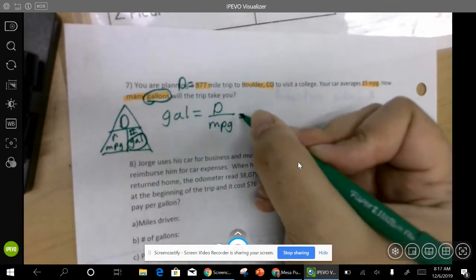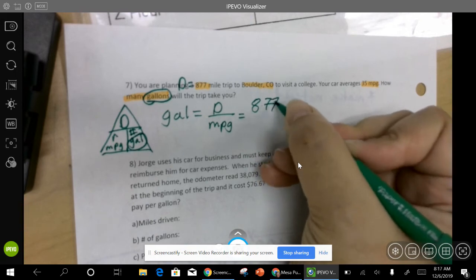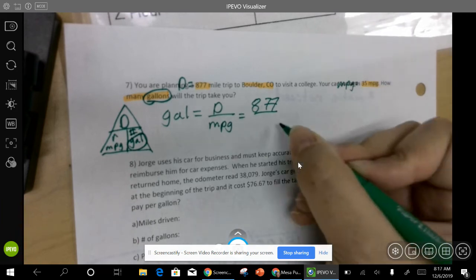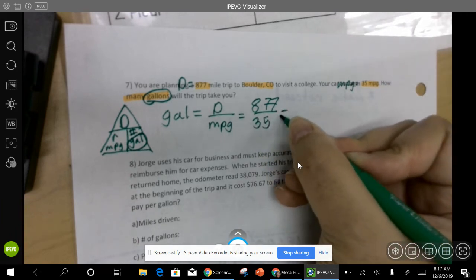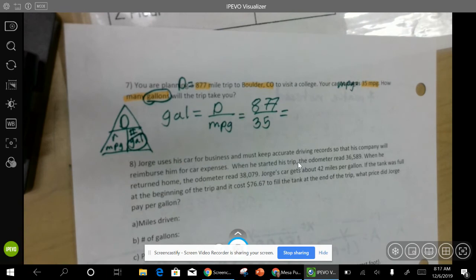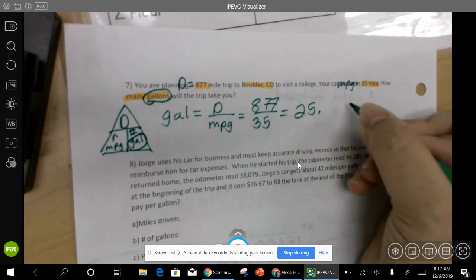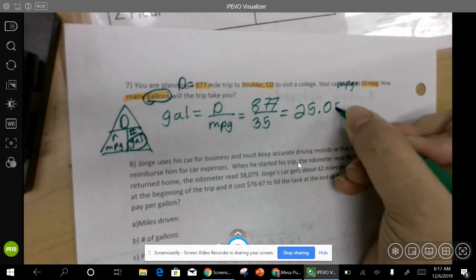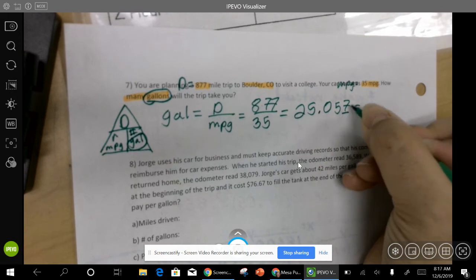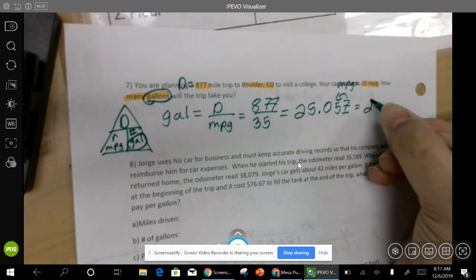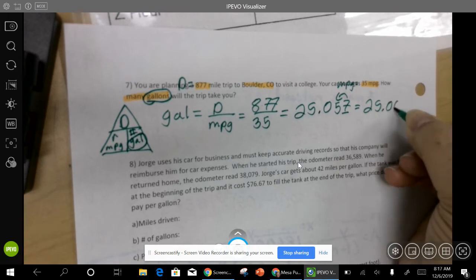We're traveling 877 miles to Boulder, Colorado. Our miles per gallon is 35. So we're just going to divide it. So I get 25.057, 5 and up, rounded up. So how many gallons? It's going to take 25.06 gallons.